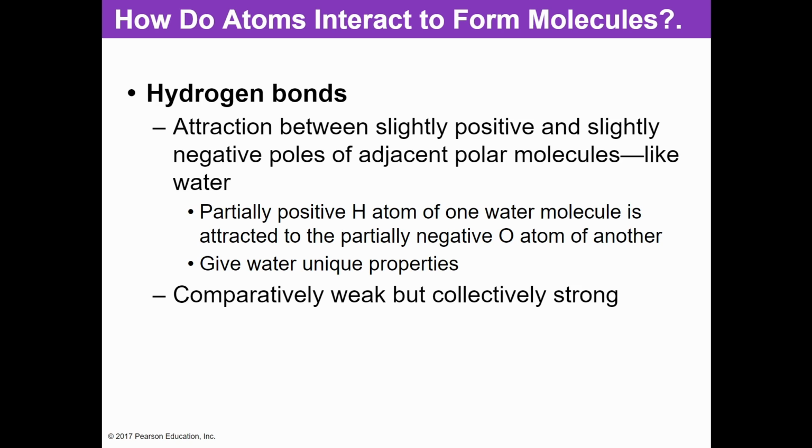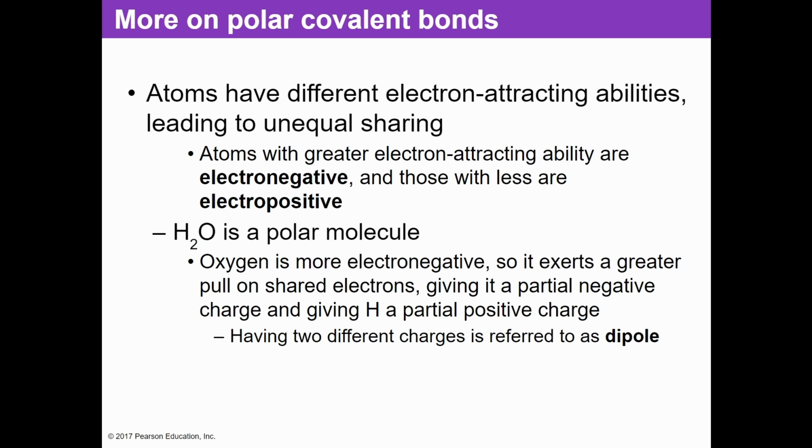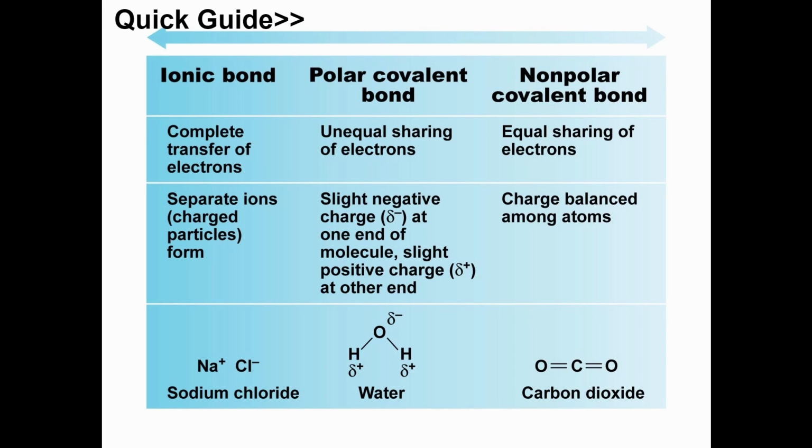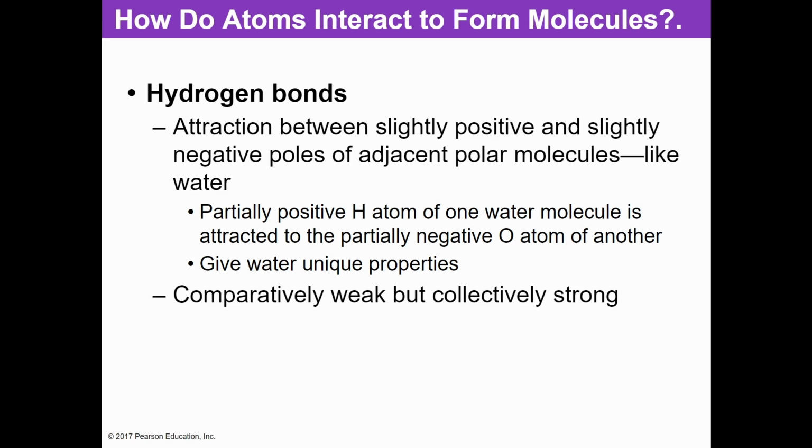A hydrogen bond is an attraction between a slightly positive side and a slightly negative side of a polar molecule, or a molecule that's functioning in polar covalent bonding. So the partially positive side of the water molecule with the hydrogen atoms can be attracted to the partially negative oxygen atom side as long as it's two separate molecules. So if we go back, ionic bonds and polar covalent bonds are happening between atoms. Hydrogen bonds are acting between molecules.